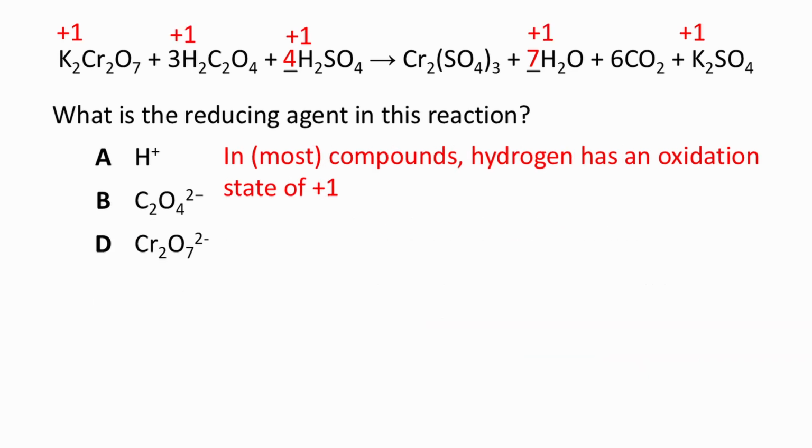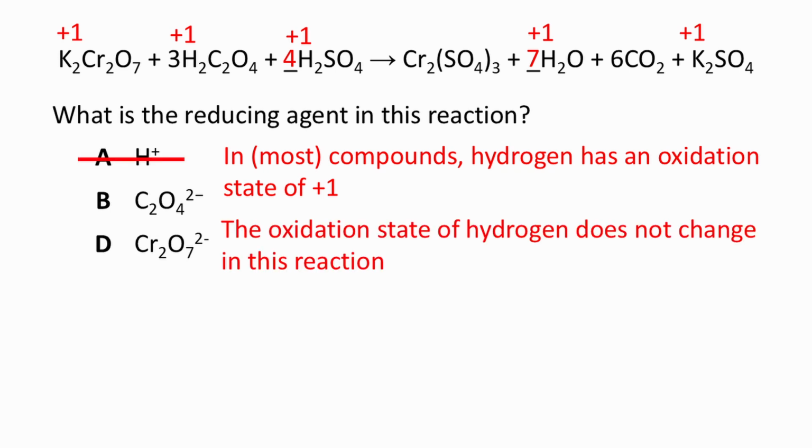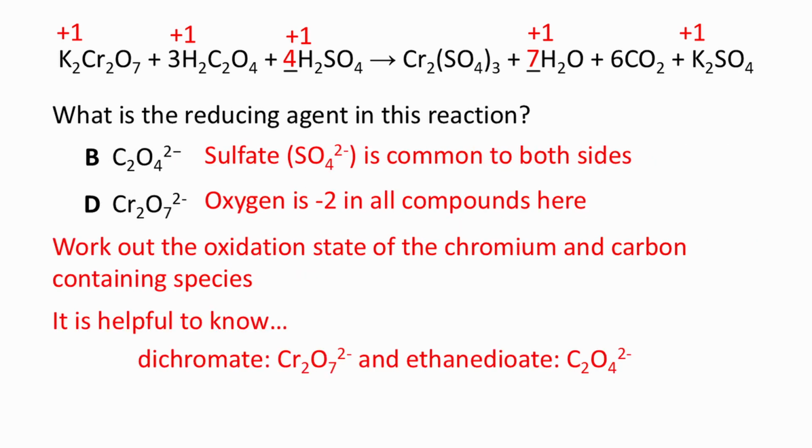In most compounds, hydrogen has an oxidation state of +1. The oxidation states for hydrogen and potassium are above each of these symbols in the balanced equation. The oxidation state of hydrogen does not change in this reaction, and we can reject option A. Once again, post in the comments if you can think of an example of when the oxidation state of hydrogen is -1. Sulfate is common to both sides here and has the formula SO4 2-.